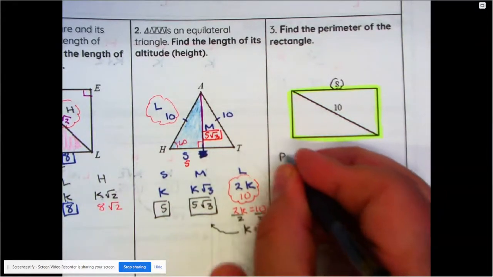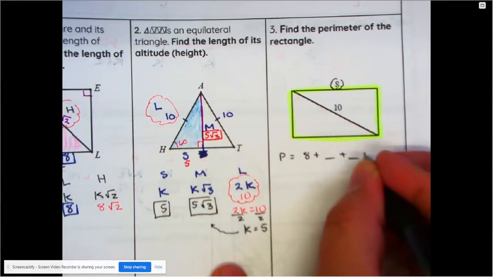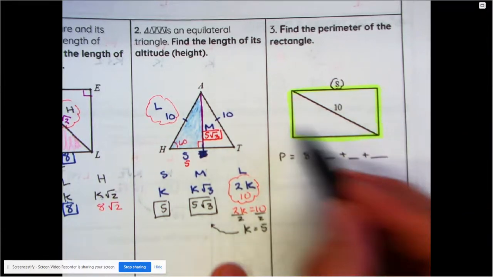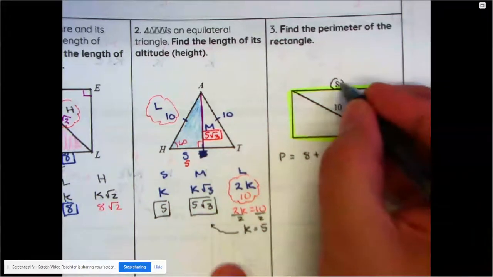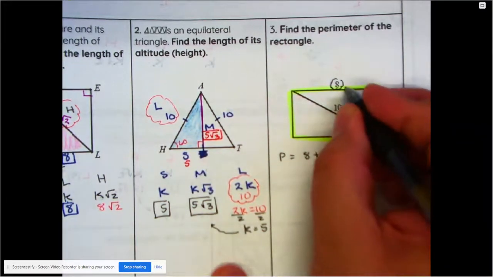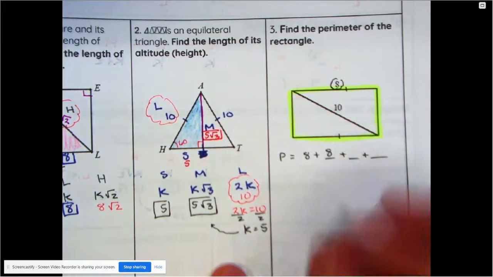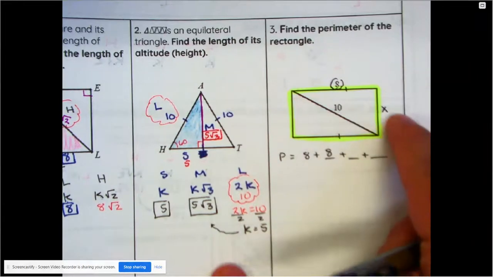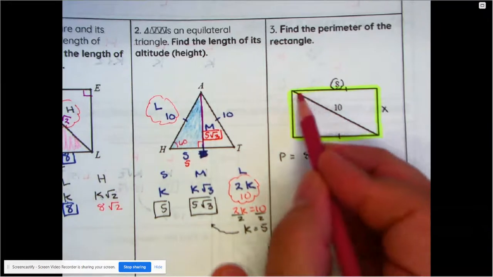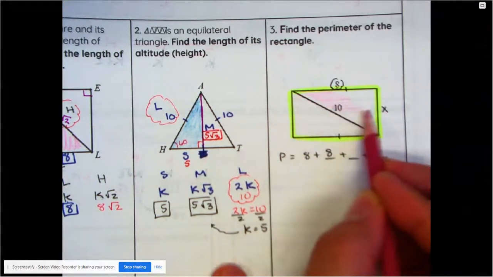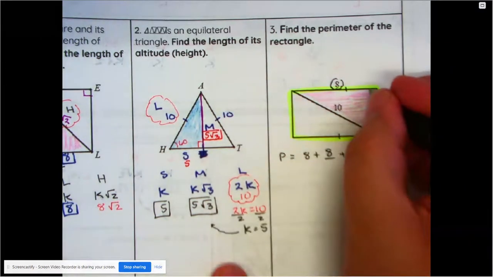But perimeter has 4 sides, so it's 8 plus blank plus blank plus blank, because technically I'm still missing 3 sides. But if you know your rules about rectangles, if this is an 8, we know the bottom one is also an 8. So I get to write the 8 twice. So if you notice, I'm really just looking for this side right here. That's what I'm missing. But this is why the note said, when you have a rectangle, let's look at it, one little triangle right here. Yes, it's a rectangle, so this is 90.